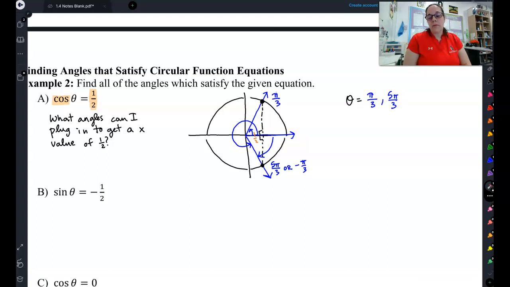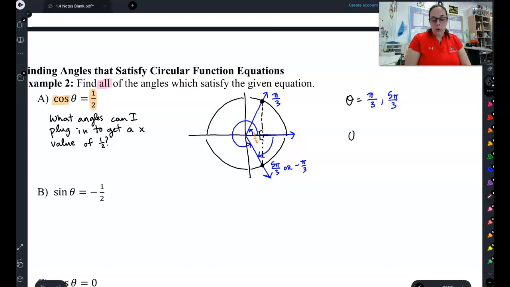However, be careful if you're wording this problem. This problem says find all of the angles which satisfy the given equation. These are two angles that I can plug in here and make the equation true. Cosine of pi thirds equals 1/2, and cosine of 5 pi thirds equals 1/2. However, there's a lot of coterminal angles that I can also plug in here to get 1/2. We already saw one example, negative pi thirds. I could plug negative pi thirds into here to also get 1/2.